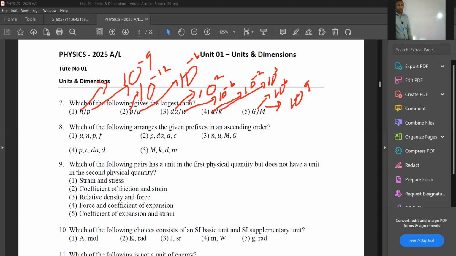Now you can take the ratios. From the first one, minus 9, minus 12. Minus 12 is in the denominator, so if we bring that into the numerator, the answer is 10 to the power 3. Here, pico over micro means 10 to the power minus 3. Next, deca over micro: 10 to the power 2 here, 10 to the power minus 6 here.